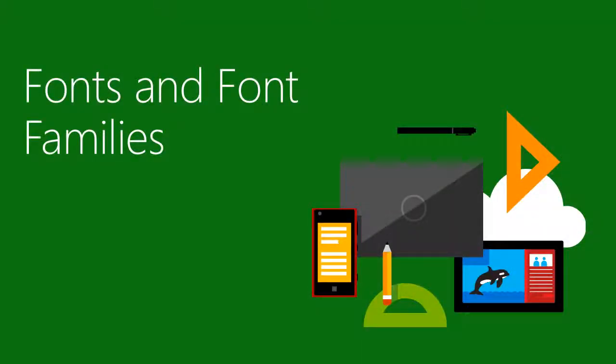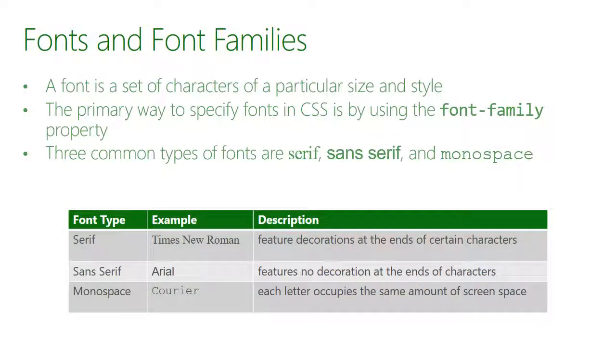Next up, we're looking at fonts and font families. A font is a set of characters of a particular size and style. You've got three examples there underneath. Okay, so Times New Roman, Arial and Courier. So the primary way to specify fonts in CSS is by using the font-family property. Three common types of fonts are serif, sans serif and monospace. You can see the description of each in that table.